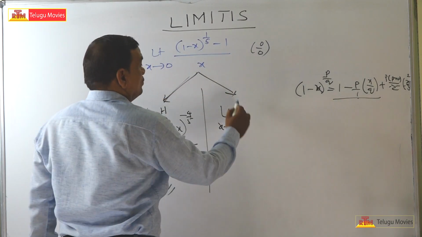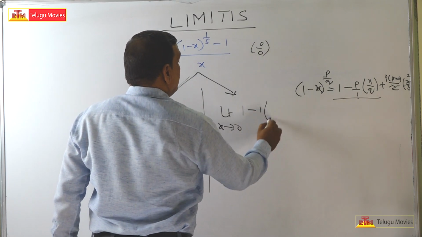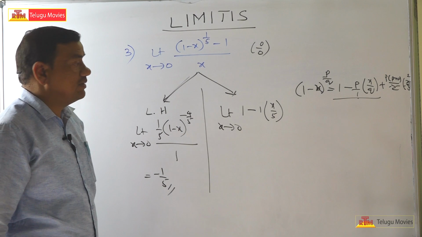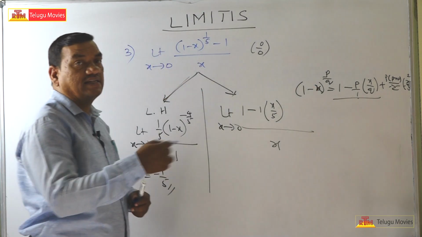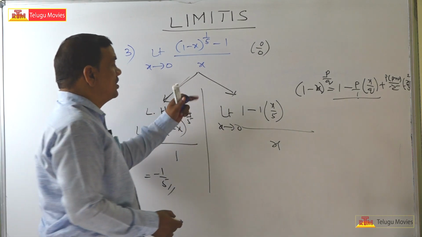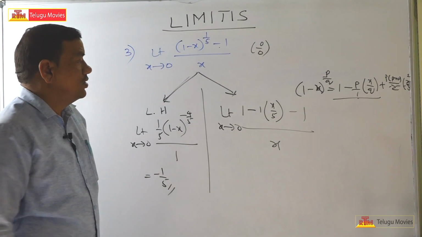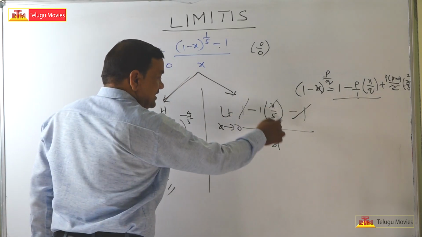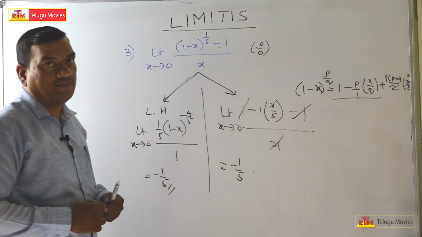So, this is equal to 1 minus, p means 1, times x by 5. No need of the remaining terms. Why? Because the denominator x is there. Anyhow, x square by x will get cancelled. Okay. So, the last term is minus 1. This is minus 1 separate. So this plus 1 minus 1 will get cancelled. x is also cancelled. Minus 1 by 5 is your answer.